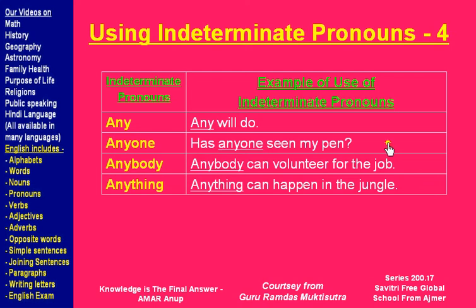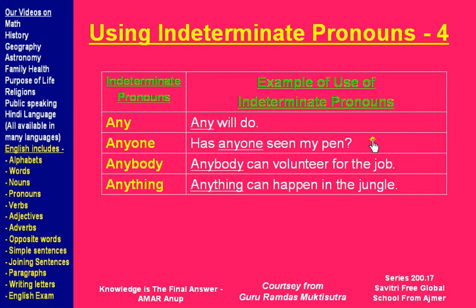Now here, any will do means, suppose I want a pair of socks and I have like 10 pairs of different colors, and I am asked which sock do you want, and I am not concerned, so I will say any will do. So any is replacing a noun or a pronoun, and it is indeterminate. You can't say by my word any that I want red socks, or long socks, or warm socks. I'm just saying any will do.